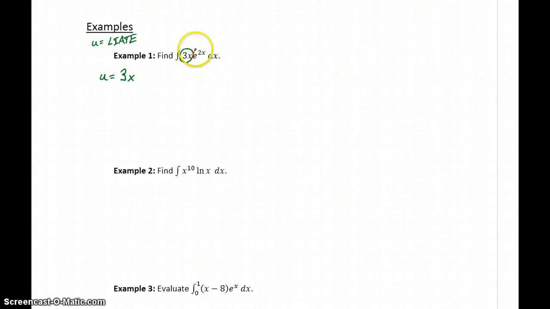Whatever's left in our problem becomes what we substitute for dv. So in this case, dv is going to be equal to e to the 2x dx. So just like we did with integration by substitution, we're going to take the derivative of both sides of this statement for u to get du over dx equals 3, or du equals 3dx.